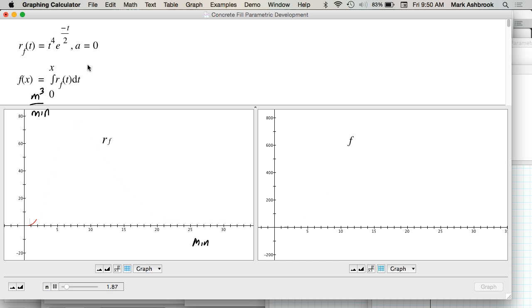Kellen, do you remember? All right, so t to the fourth, e to the minus t over 2, antiderivative. Remember what technique that would use? Okay. Undoing the product or chain?